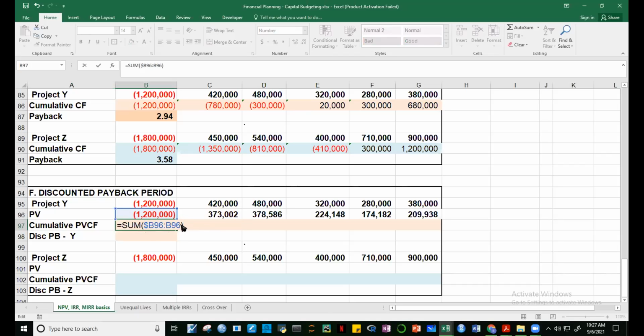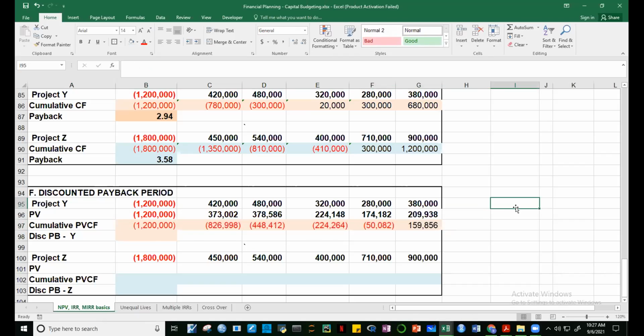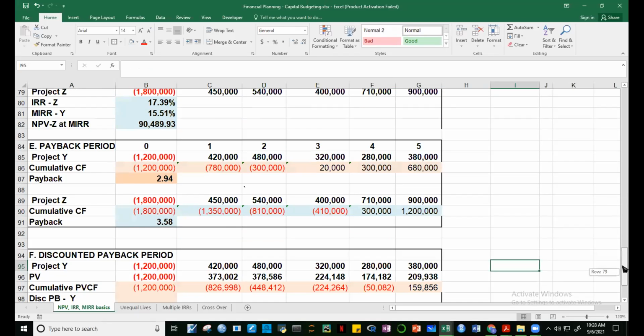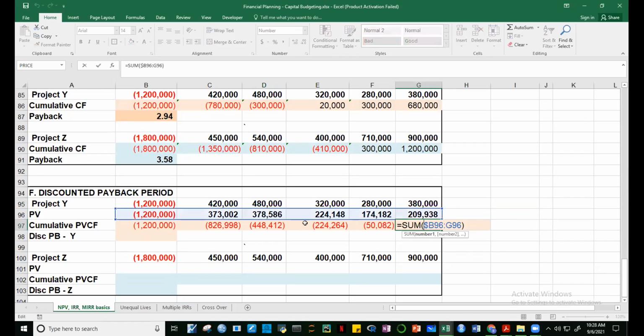Okay. B96 to B96. And then copy to the right. Okay, so you notice guys na dito, ang payback natin, so this is between the 4th and the 5th year. No? Dito na kasi naging positive yung ano.